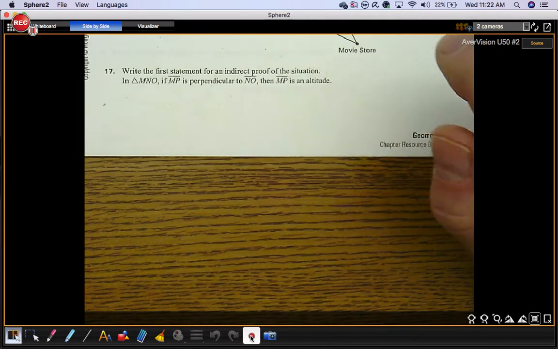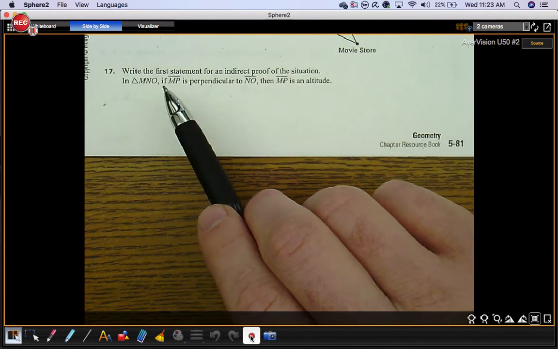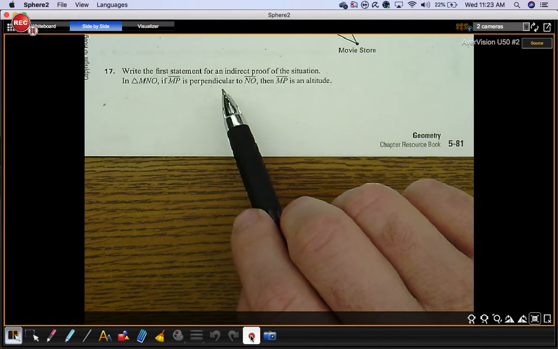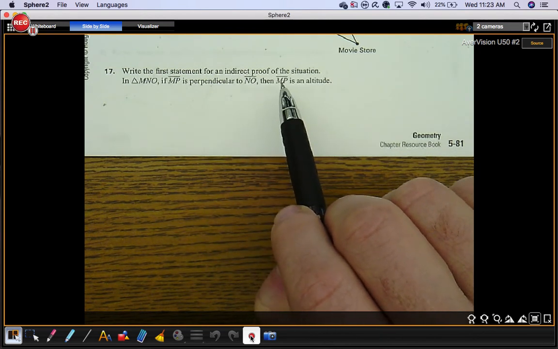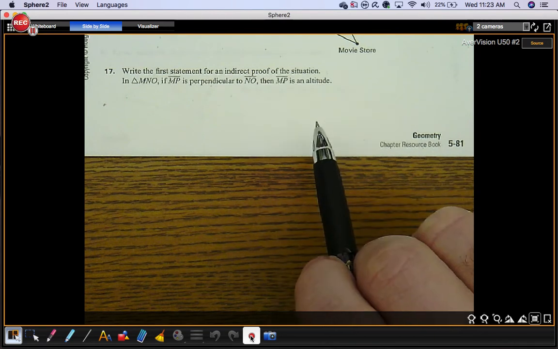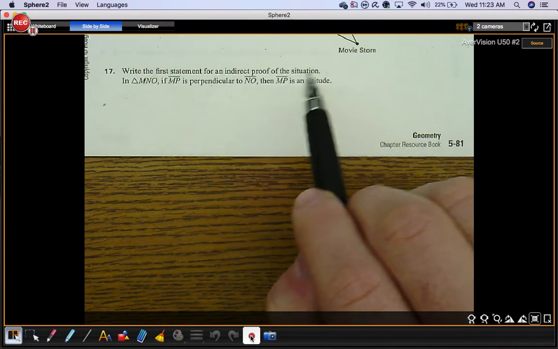Number 17, write the first statement for an indirect proof of this situation. In triangle MNO, if segment MP is perpendicular to segment NO, then segment MP is an altitude. So that's what we want to show. We're going to use this to show this.